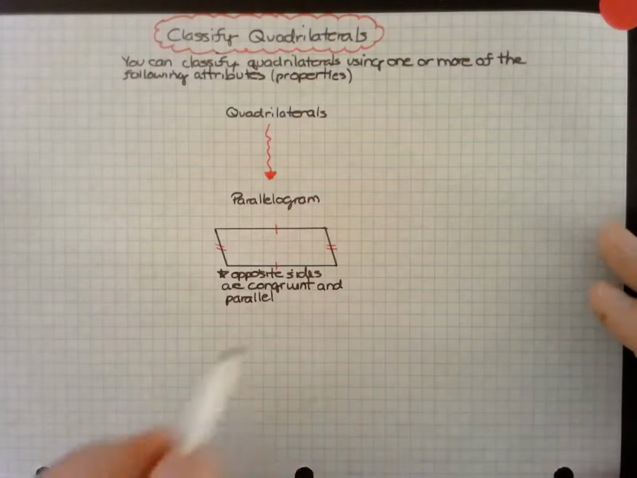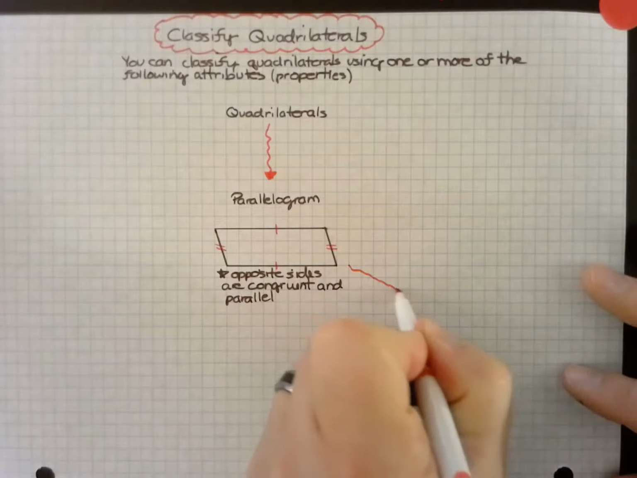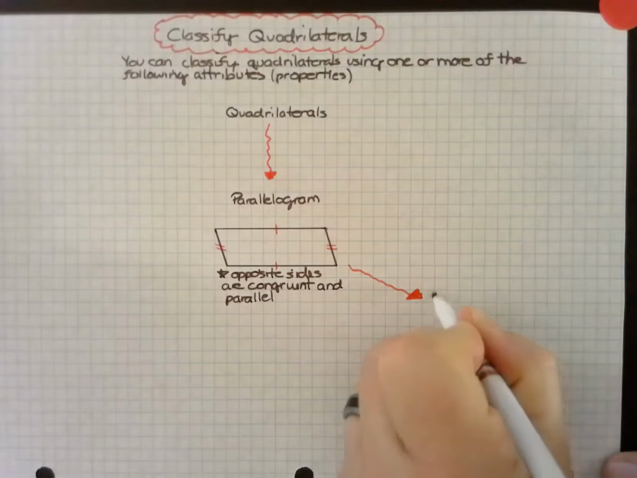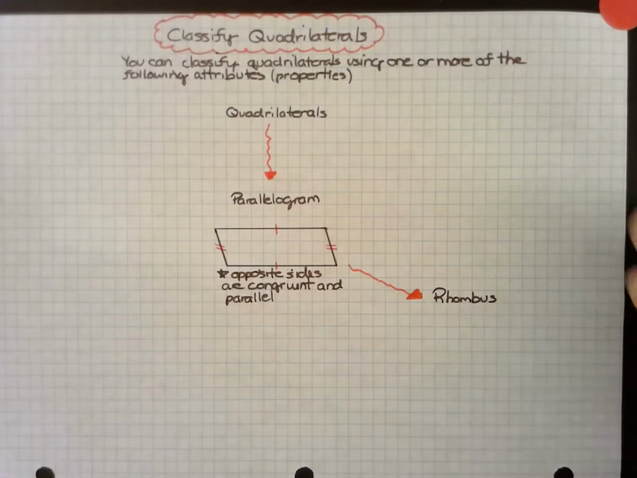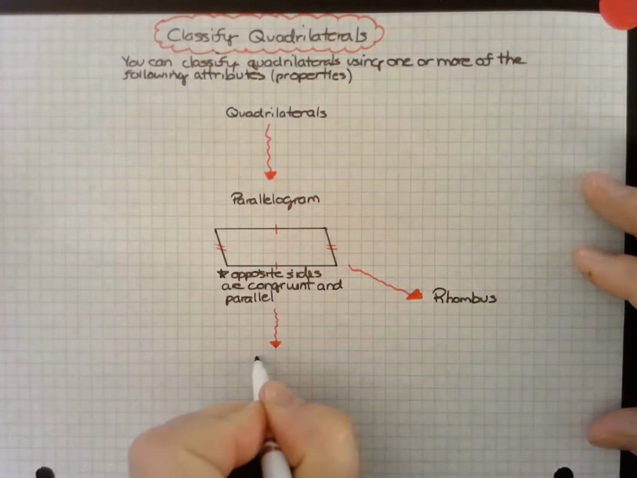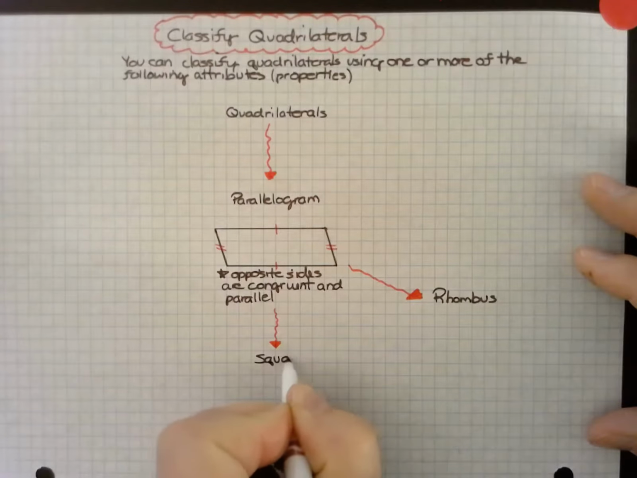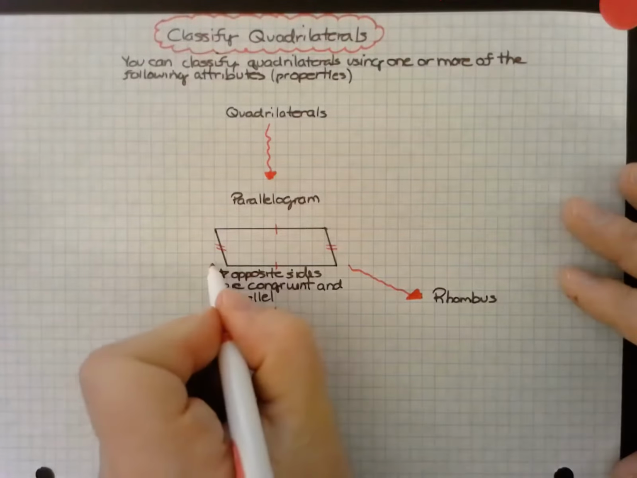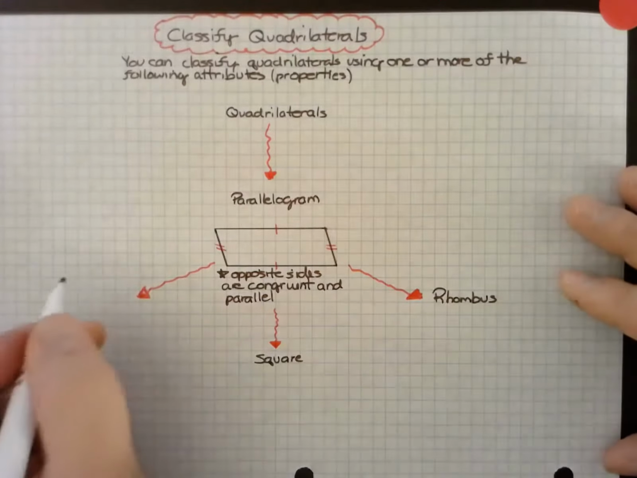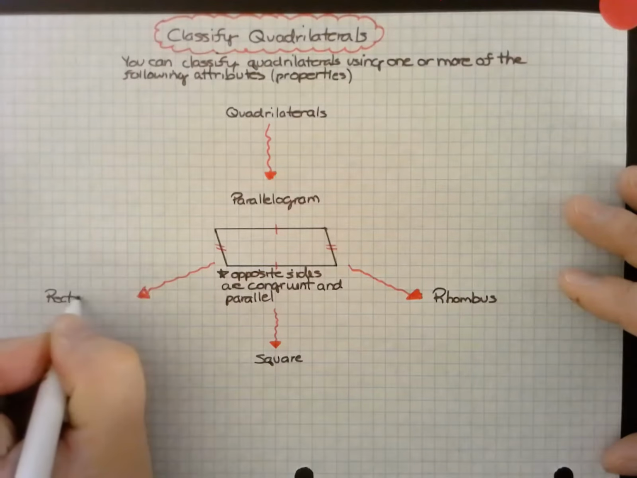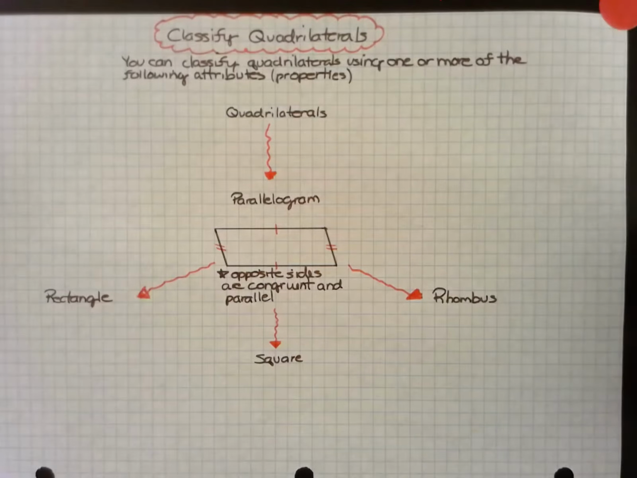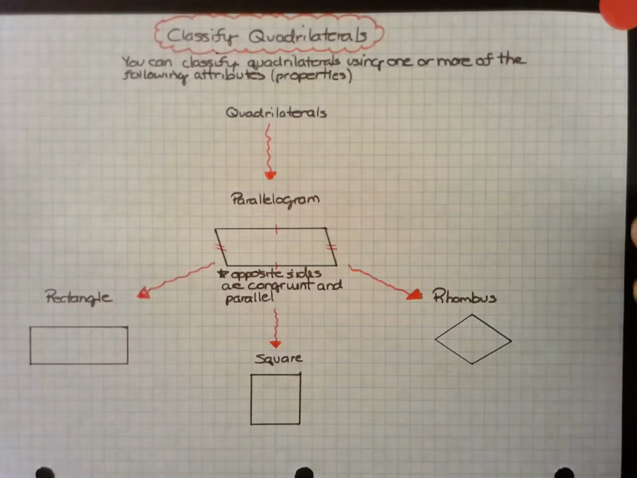So there are 3 types that fall underneath this umbrella that have those attributes. One is a rhombus. Another is a square. And another is a rectangle. So let's take a look and draw those. So there are the shapes. Let's give some attributes to each of these.